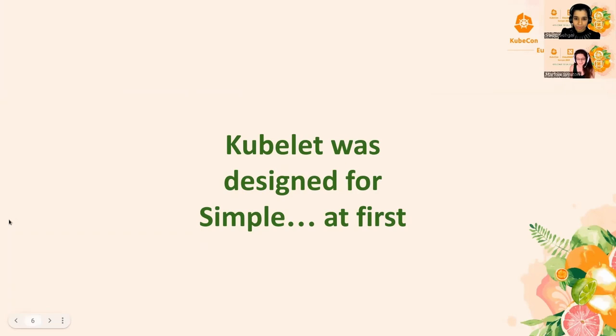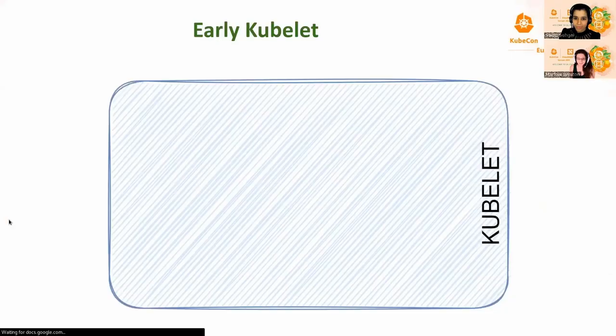Kubelet was designed for simple as well at first. So here's what the early Kubelet looks like. It has none of the managers that we have today, and it's just a simple throughput between your pod and the resources on the node.